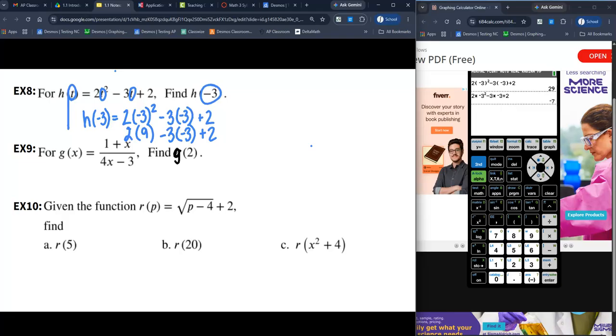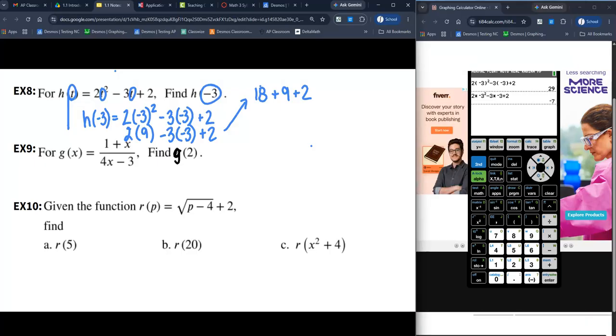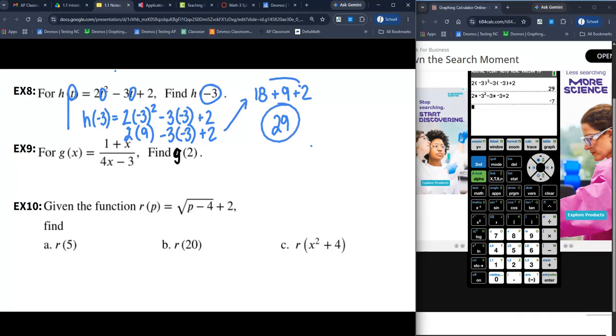I will multiply, right? So I'll do 2 times 9. I'm going to go up here. Got 18. What do I get here? Positive 9 is good. Plus 2. And then you can add them together really in any order because addition is commutative, but I would do this. I'd do 18 and 2 first, give you 20, add 9. Get 29 for that.